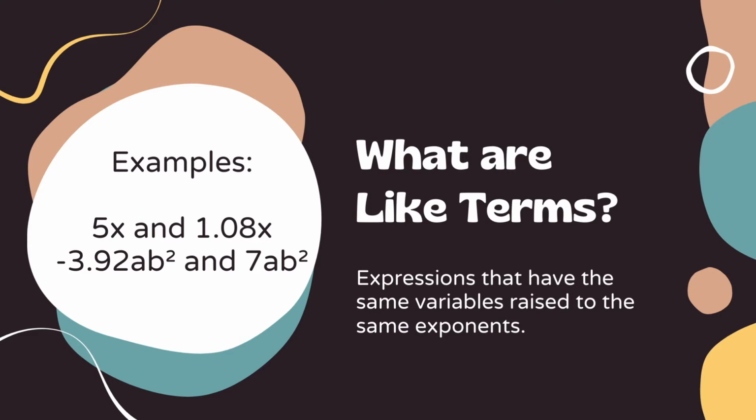So here you can see some examples. 5x and 1.08x are like terms because they have the same variable, x, raised to the same exponent, 1. If you had 5x squared and 1.08x, they would not be like terms. So same variables, same exponents, but the coefficients, or the numbers in front of the variables, can be anything.